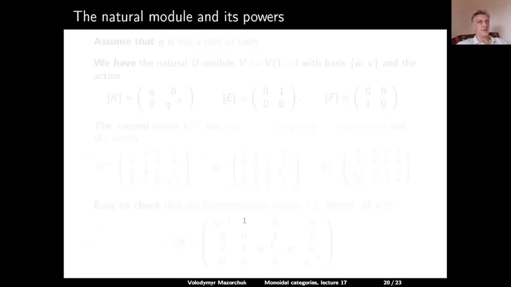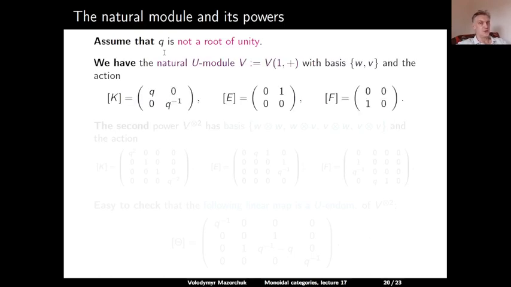Let us now exemplify the use of the Hopf algebra structure to look at the powers of the natural module. Assume that we are in the generic case, so q is not a root of unity. Then we have the natural U-module V_{1,+}. It has a basis consisting of two elements, w and v, and the action where E acts as the matrix with 1 in position (1,2), F acts as the matrix with 1 in position (2,1), and K acts as a diagonal matrix with q and q inverse on the diagonal.